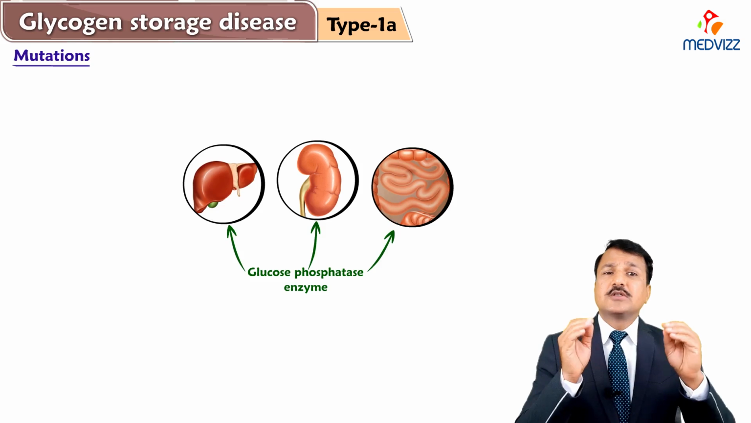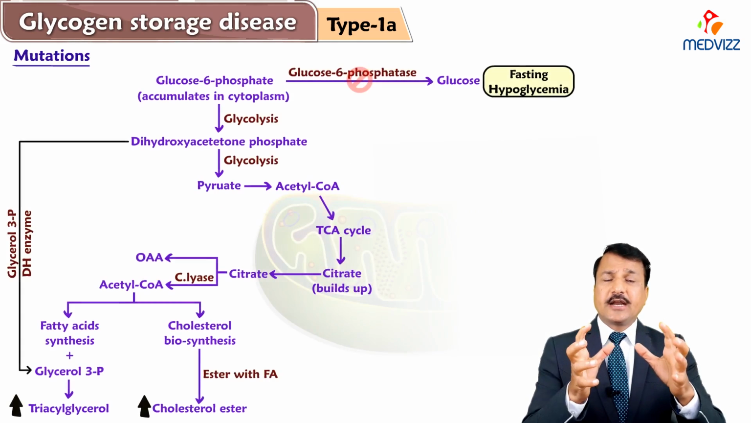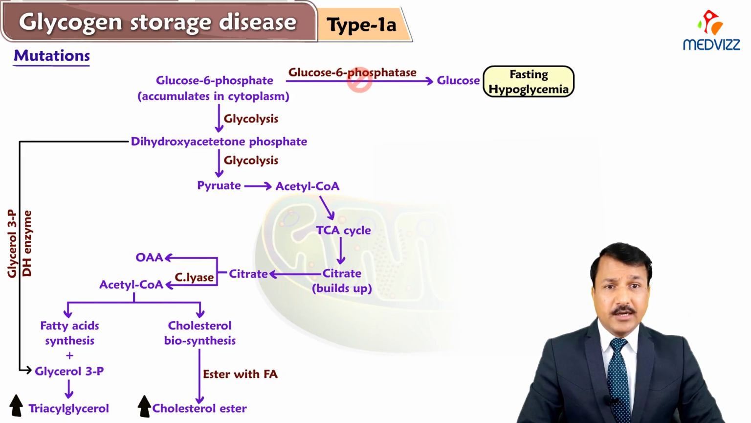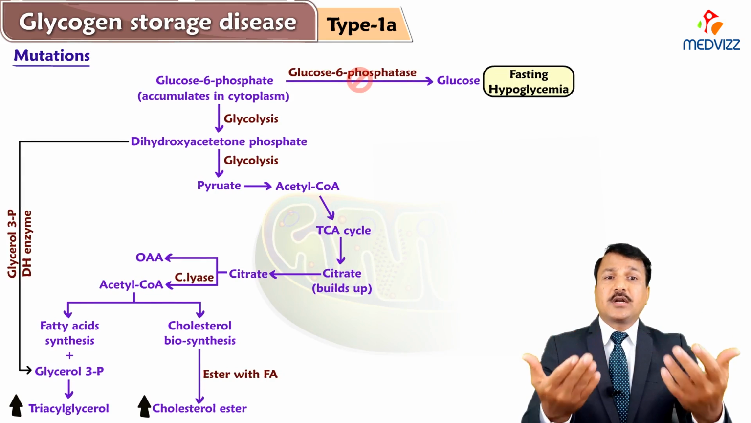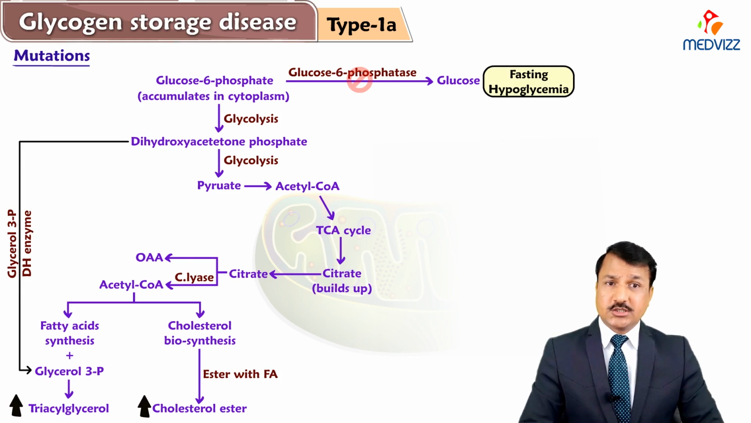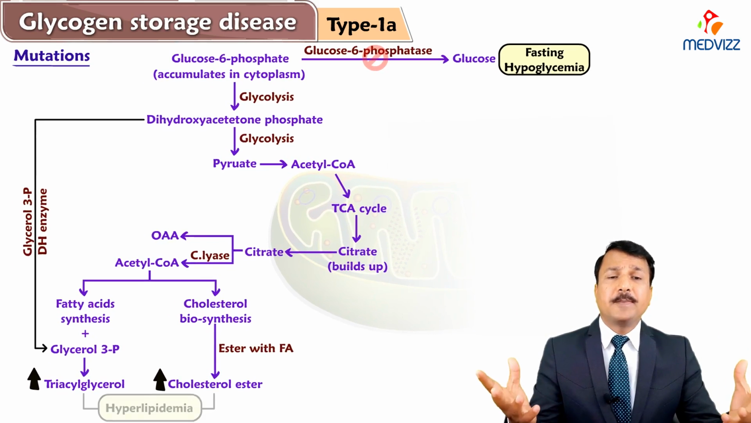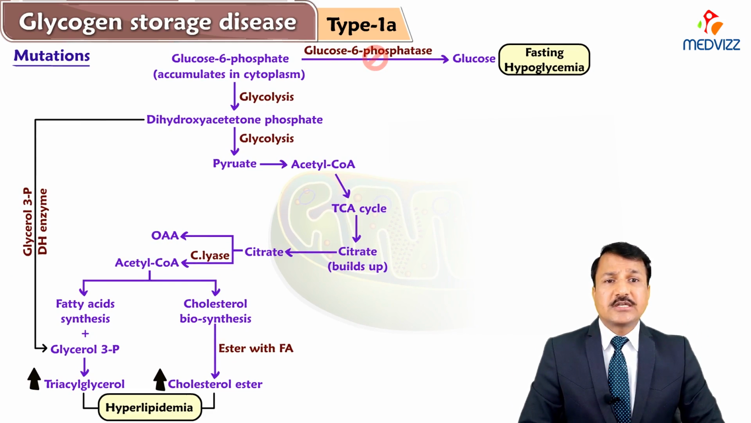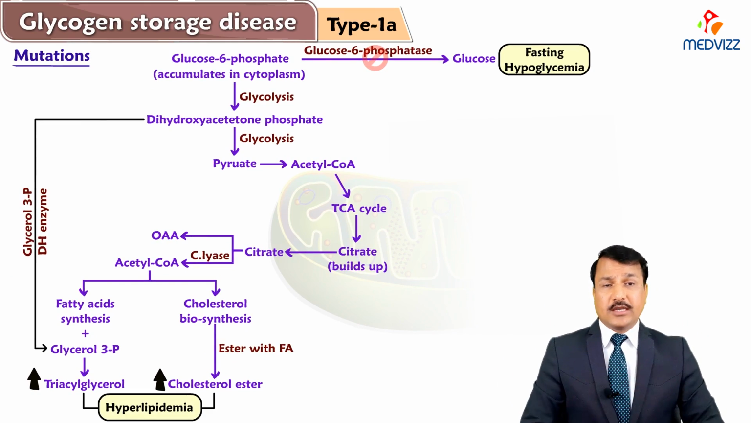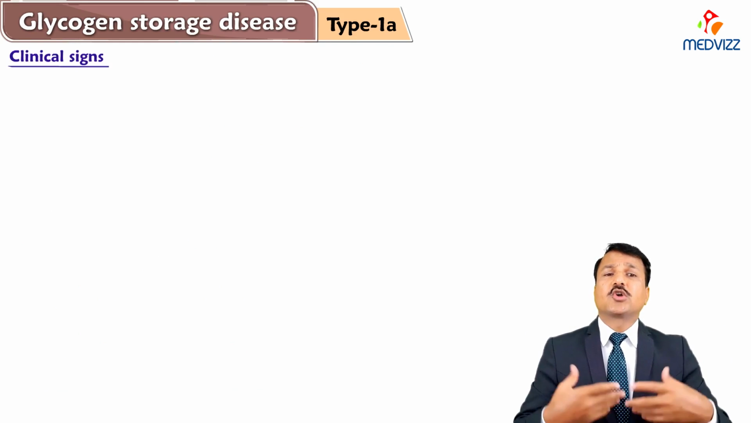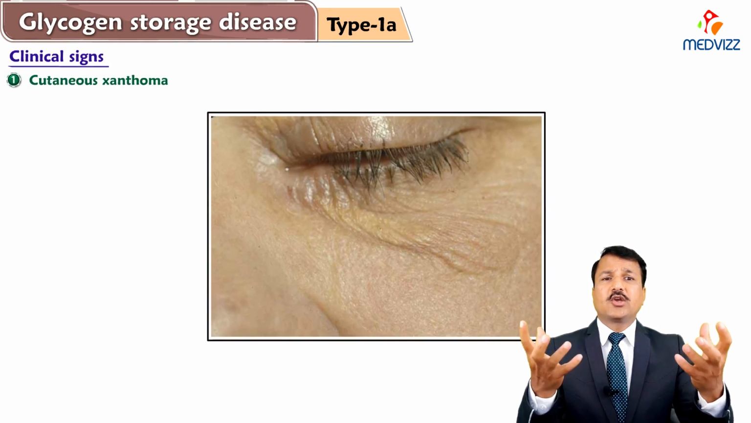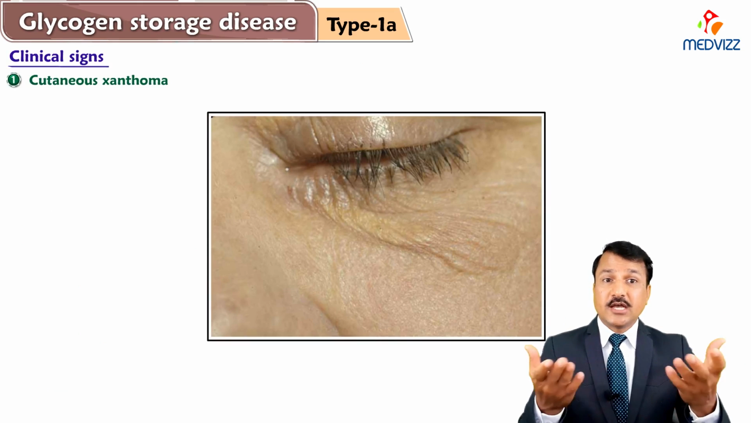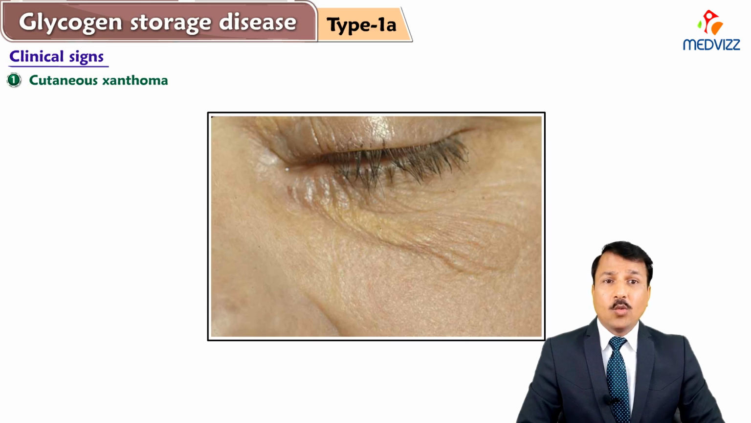So what will happen? The cholesterol ester and triacylglycerol loaded VLDL will be elevated in the blood, ultimately giving rise to hypertriacylglycerolemia and hypercholesterolemia. So overall it is a hyperlipidemia condition, and this hyperlipidemia is one of the important signs that we see in von Gierke disease, and patients may show cutaneous xanthoma. So basically accumulation of fatty material beneath the skin, we call them xanthomas. Xanthomas is one of the signs we see in von Gierke disease.